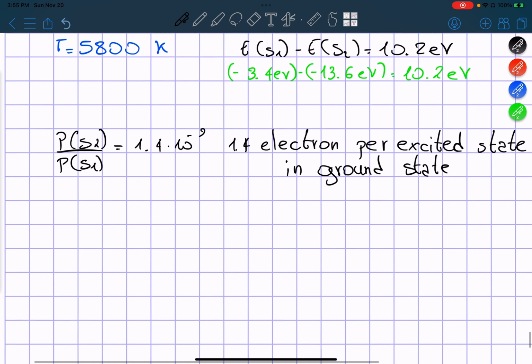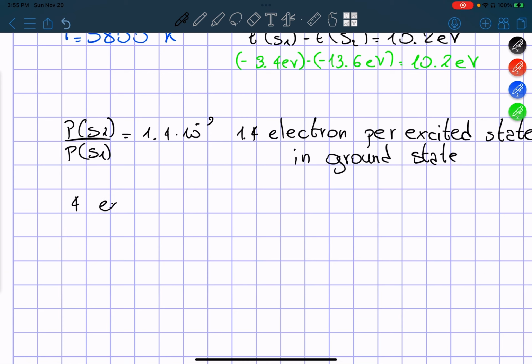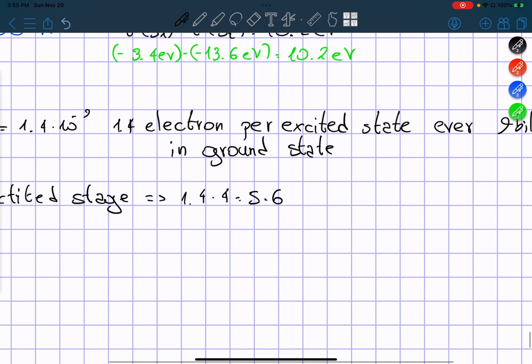However, we have 4 first excited states. Therefore, we have 1.4 times 4, which is equal to 5.6 electrons per excited state, in the excited states, because here we have per excited state. So we have 4 excited states, therefore times 4.